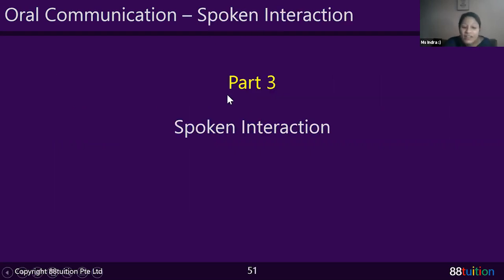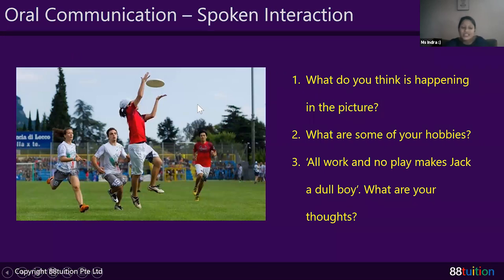Whee! Ultimate frisbee. Oh my gosh, it's been so long. I miss having PE, don't you?